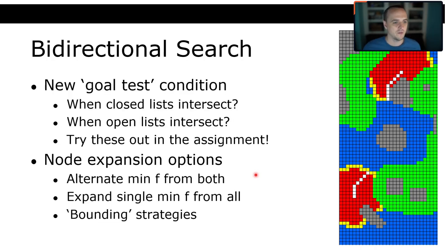So what about the goal test condition? When do we actually say that we had a path that was formed? Is it when the closed lists intersect? Is it when the open lists intersect? Try them out, okay?